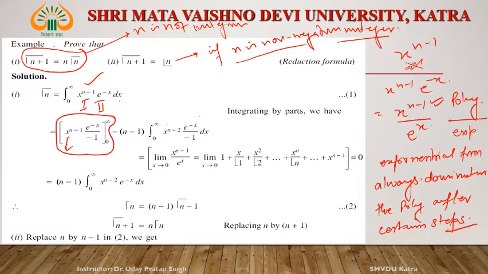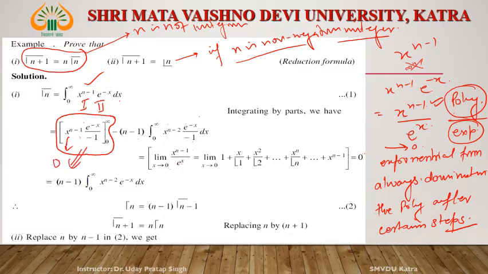After a certain time period, the exponential function always dominates the polynomial function. Since the polynomial is dominated by the exponential, the term x to the power n minus 1 times e to the power x tends to 0 as n tends to infinity. So this is equal to the limit as x tends to 0 of x to the power n minus 1 e to the power x, which is nothing but 0. So this whole term is 0.